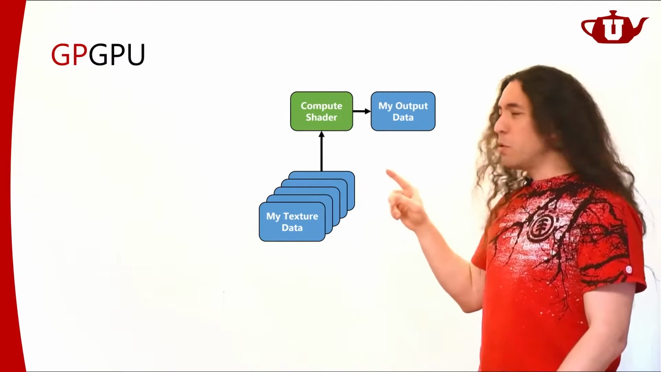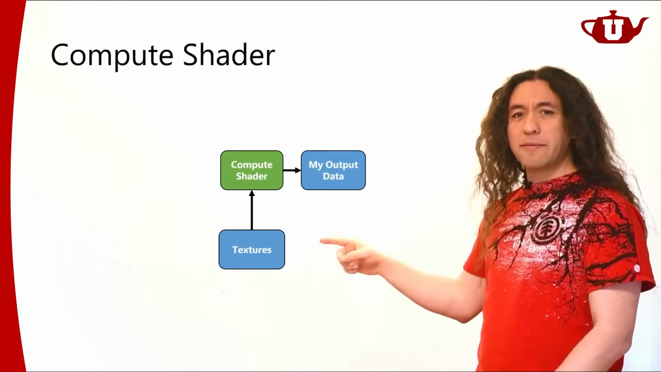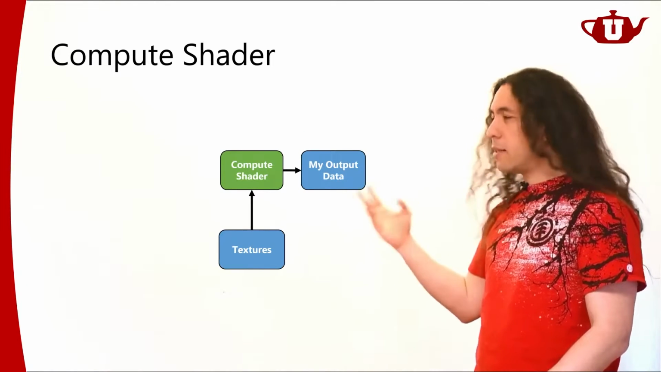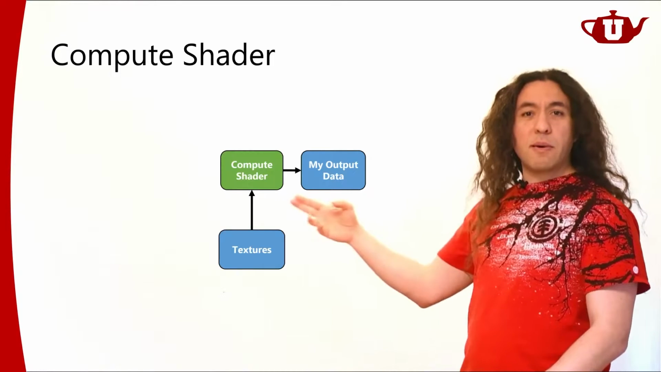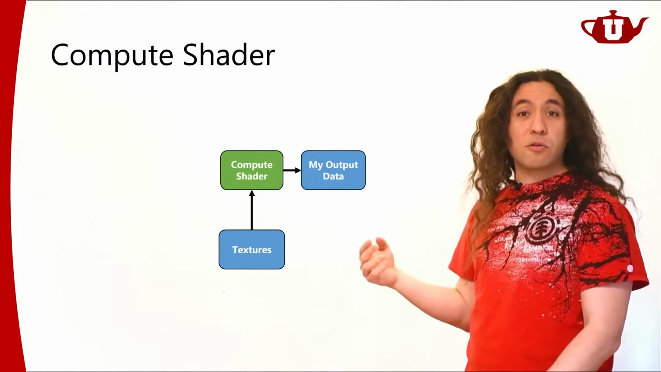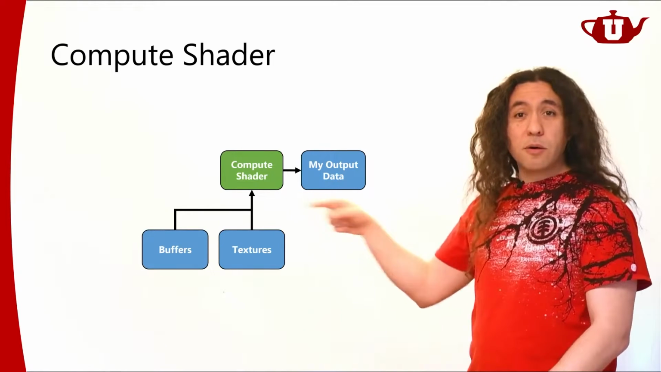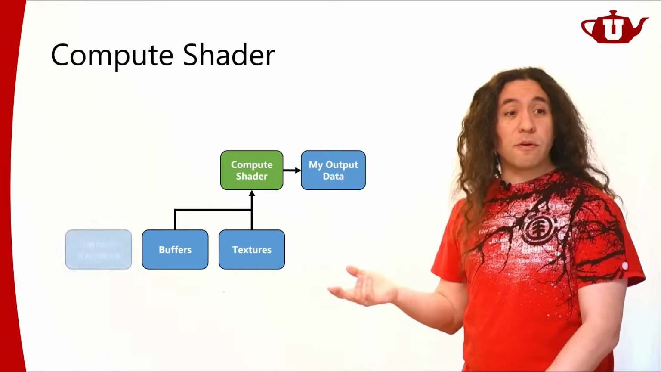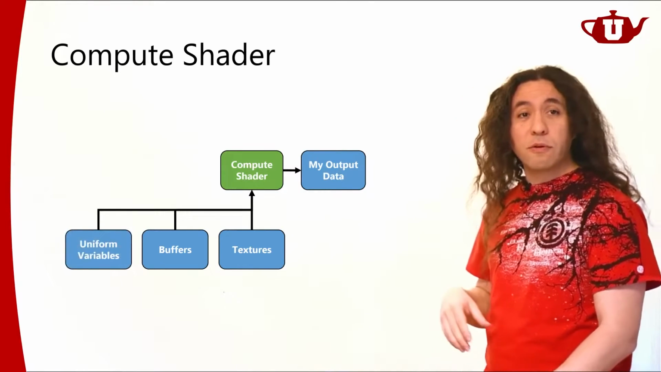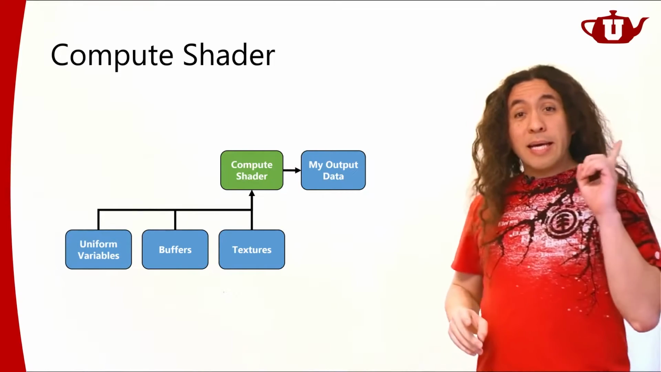So in a compute shader, as I said, it's a little bit different. I'm going to have some texture input and some output. And that input doesn't have to be a texture. In my compute shader, I can access all sorts of buffers, like the buffers that we've been allocating. In addition to that, it's a shader, so it has uniform variables, so we can access those uniform variables. So all this stuff is accessible in my compute shader.